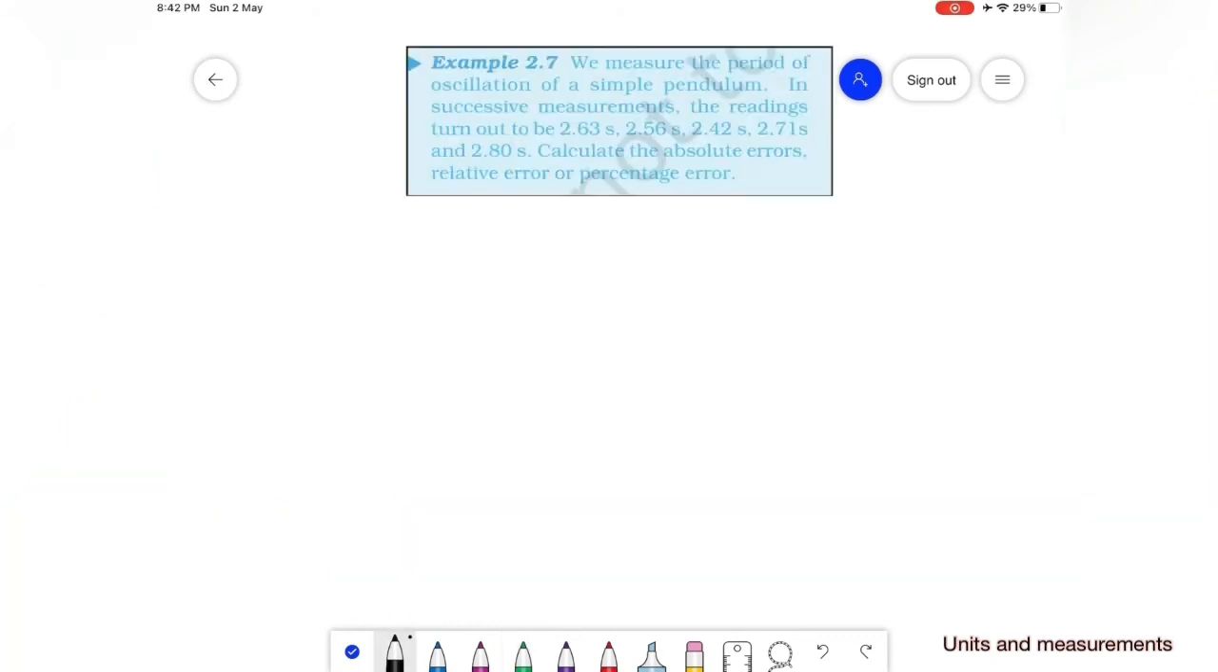Example 2.7. We measure the period of oscillation of a simple pendulum in successive measurements. The readings turn out to be 2.63, 2.56, 2.42, 2.71 and 2.80. Calculate the absolute, relative and percentage error. So how do you find the absolute error? This can be found in just 3 steps. Let's find out how to do that.